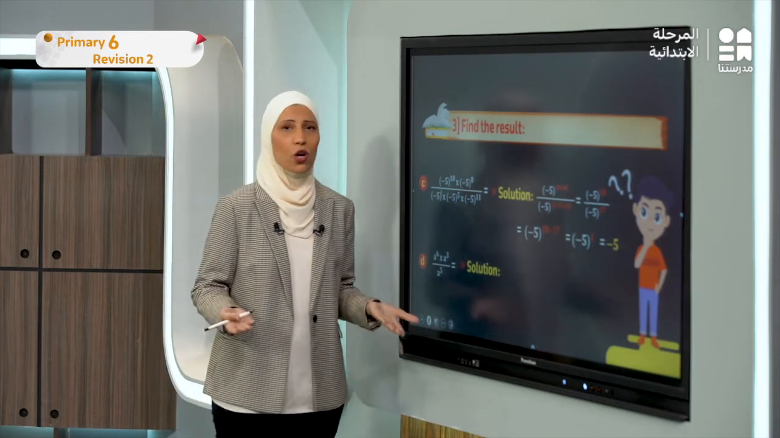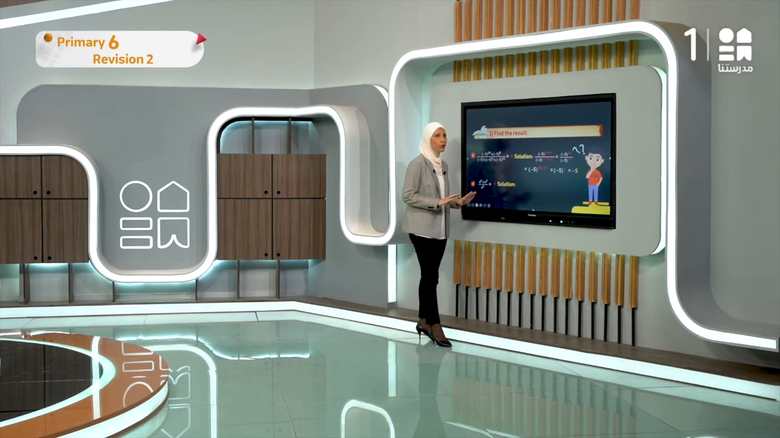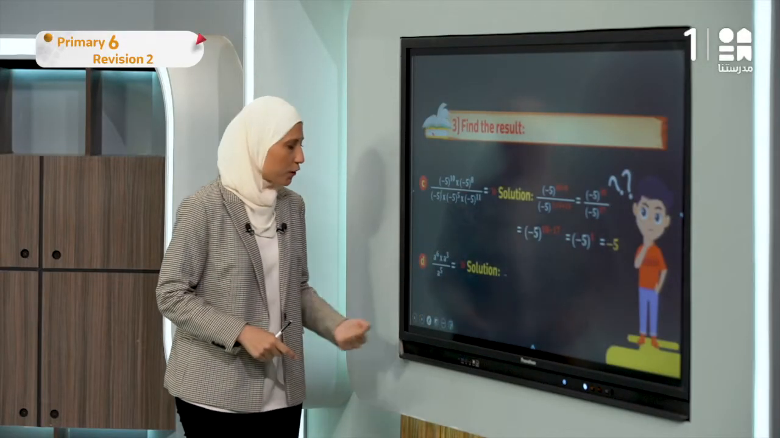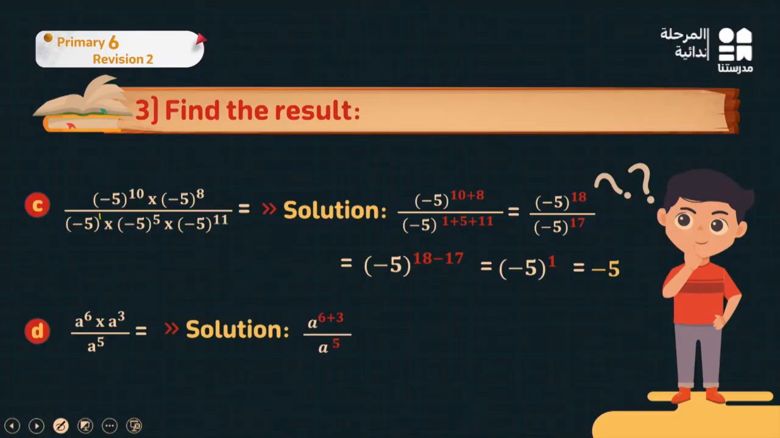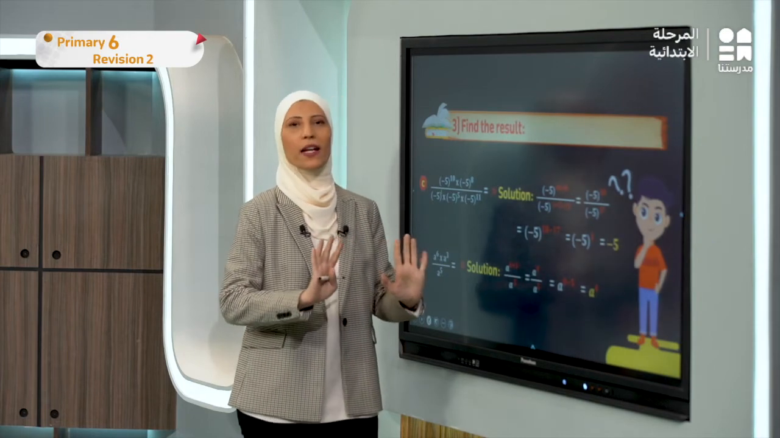Here also I do not know the value of the unknown. Here is my base and I do not know the value of it. So we are going to use the rule of the power without writing the base. I will take only one a and make 6 plus 3 divided by a to the power of 5. 6 plus 3 equals 9 divided by 5. Then I will subtract 9 minus 5 to give you 4. Now I have a to the power of 4. Can I change it? No, I will leave it like that because I do not know the value of the base. I do not know its value. So I will keep it like that. This is the final answer.